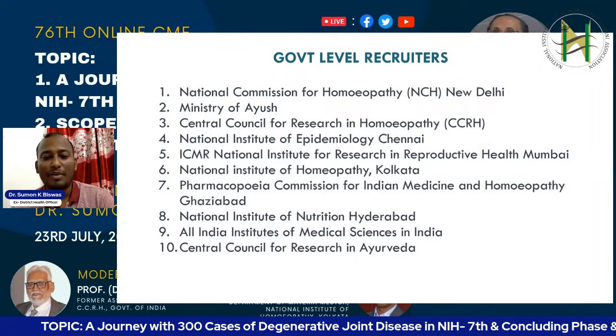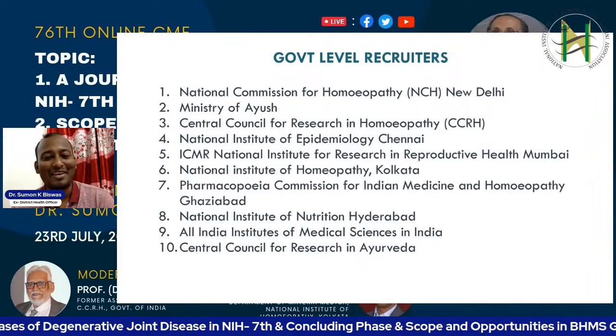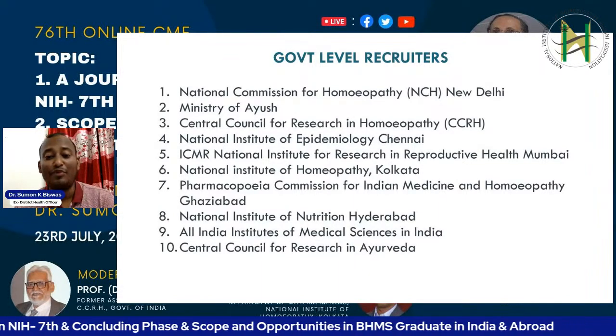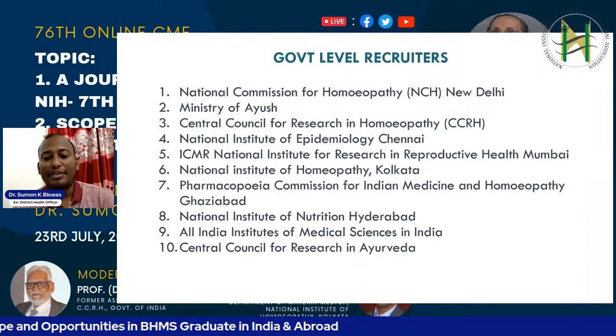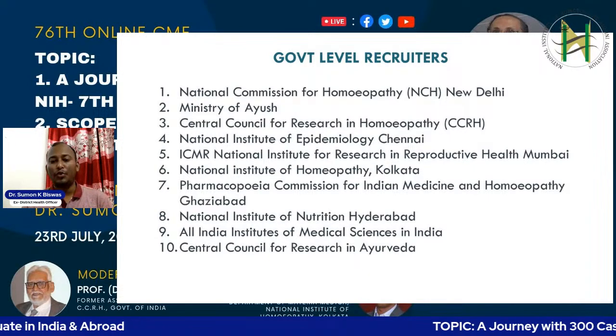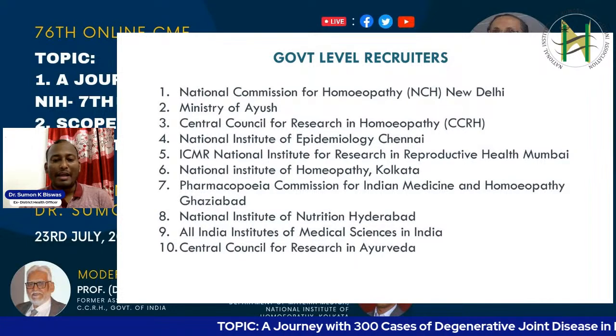National Institute of Homeopathy recently published a circular, and we are eligible to apply for that. Even the National Institute of Nutrition, Hyderabad, has opportunities, and also the All India Institute of Medical Sciences. Recently I saw a Twitter post by CCRH saying they have tied up with AIIMS Bhubaneswar.